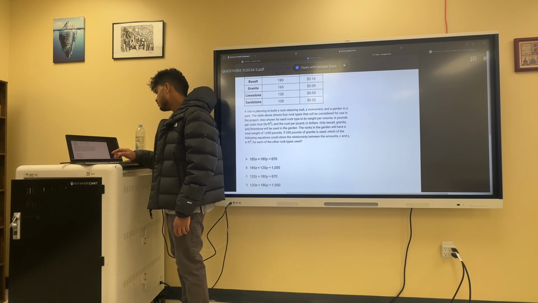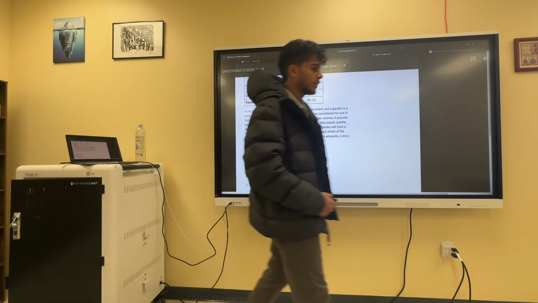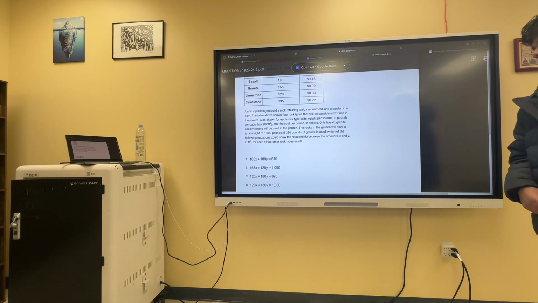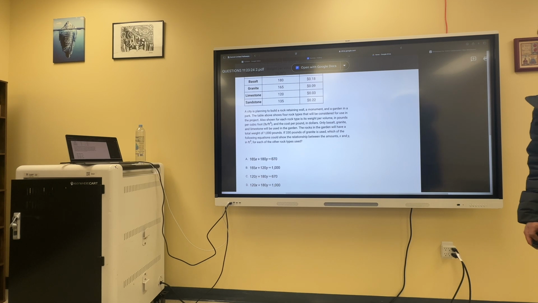Let's look at A and C. A and C are the only ones that are left. Let's talk about A for a second. What does 165x represent? If you look at the table, granite has 165, and A has 165. Why do we not want A? Because it's talking about granite again in this equation. This does not match up, because we're already taking granite into account. And 180y is probably basalt, and that's why A is not correct, because it's talking about granite even though we've already eliminated it. So that leaves us with C.